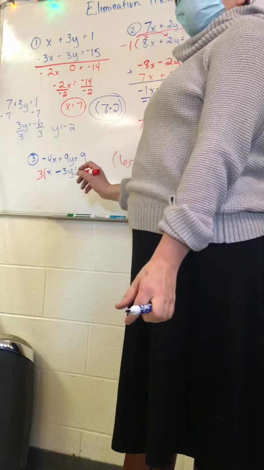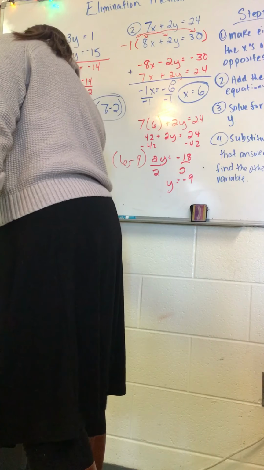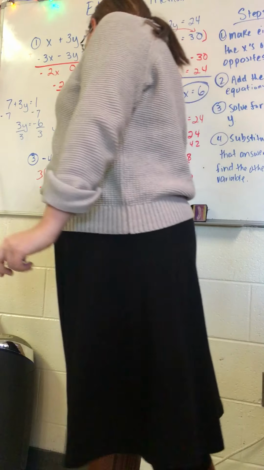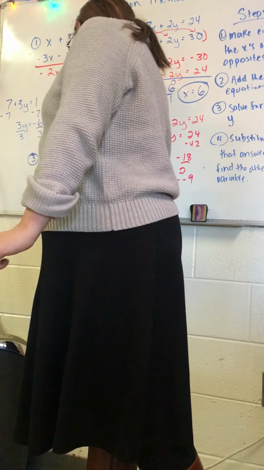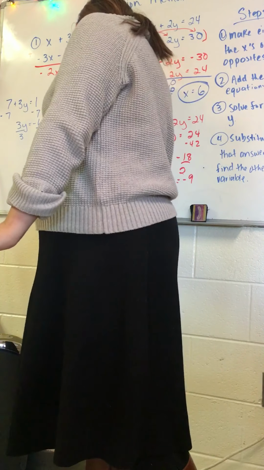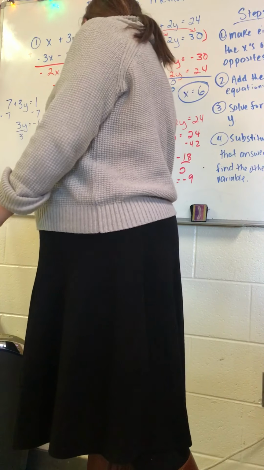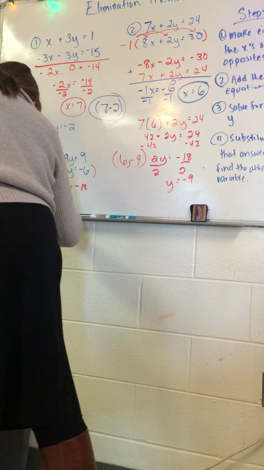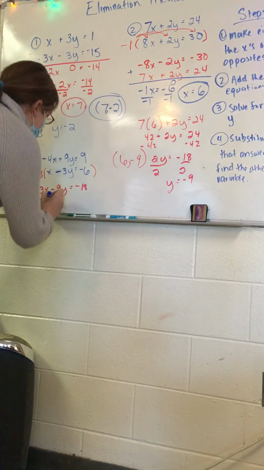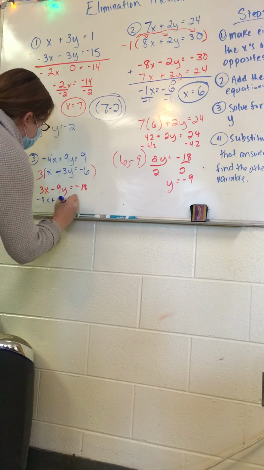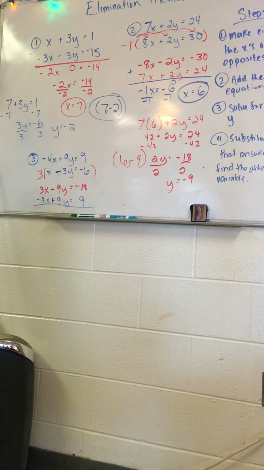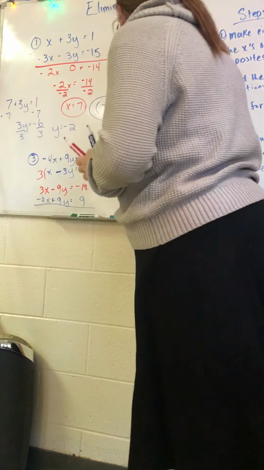What I end up with then is going to be 3x. Okay? And then 3 times negative 3 is going to be negative 9y. 3 times negative 6 is going to be negative 18. Now I'm going to bring the top equation down. Then I have negative 4x plus 9y equals 9. And then I add them together, so I'm running out of room. Let me erase this and work over here.